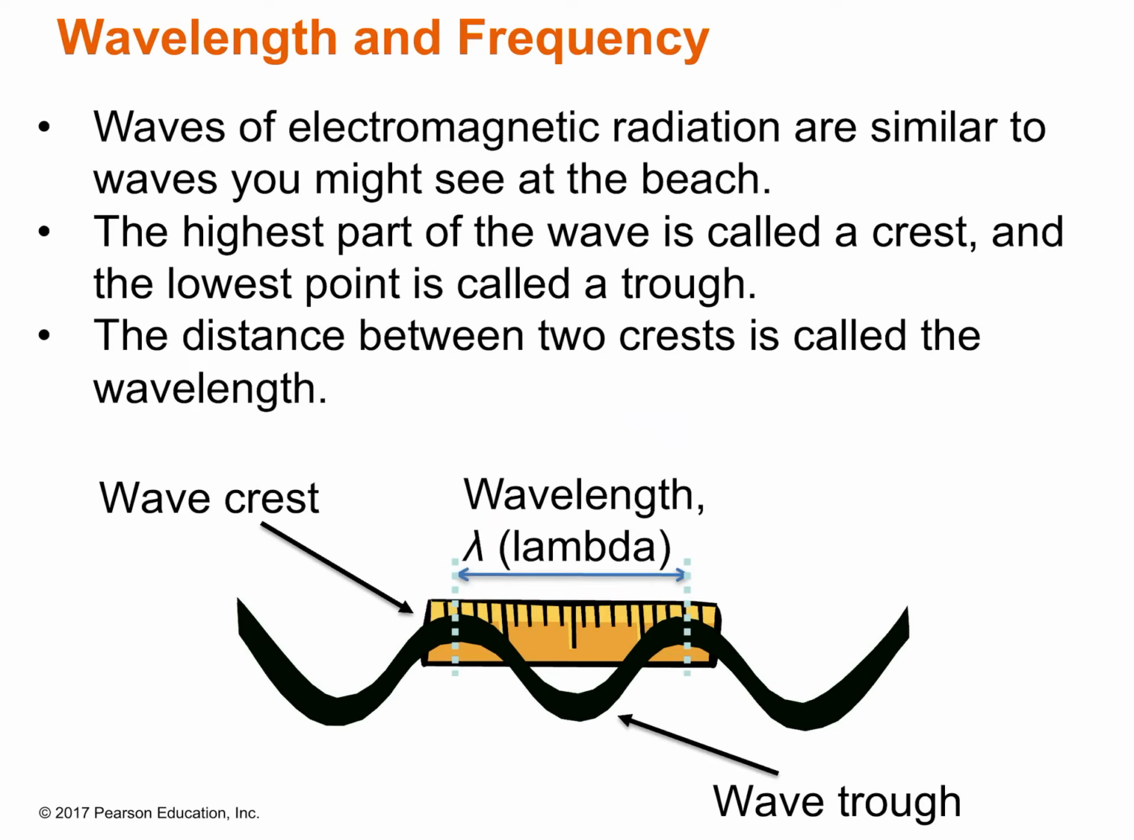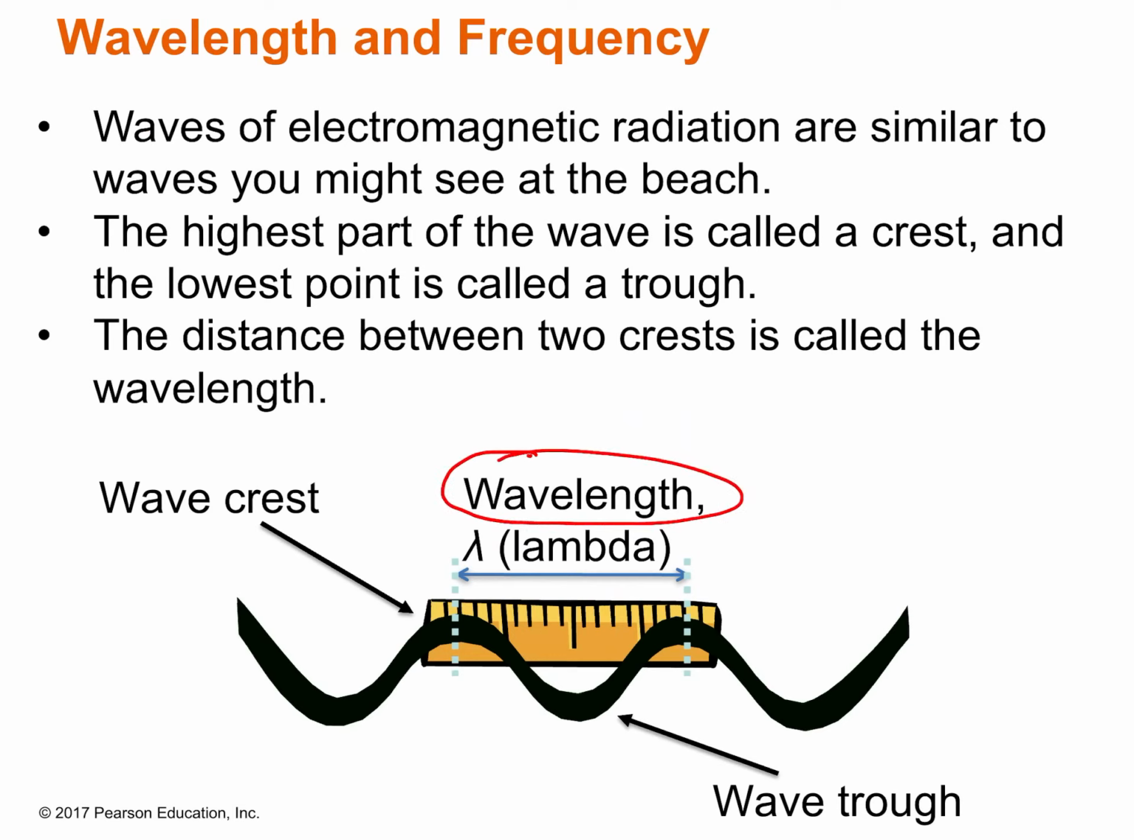Waves of electromagnetic radiation are similar to the waves you might see at the beach, right? There's high parts to the wave and there's low parts to the wave. The highest part of the wave is called a crest. The lowest part is called a trough. And the distance between two crests is called the wavelength. And we're going to talk a lot about wavelength.